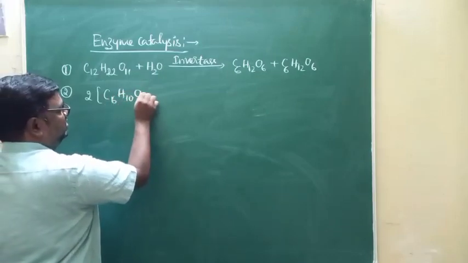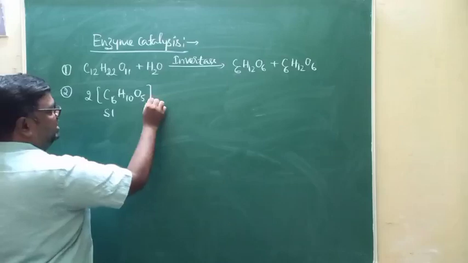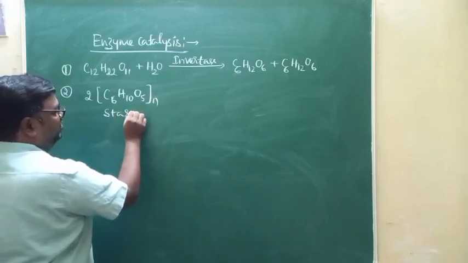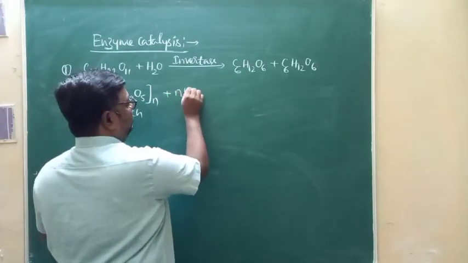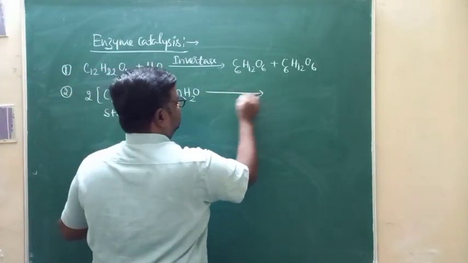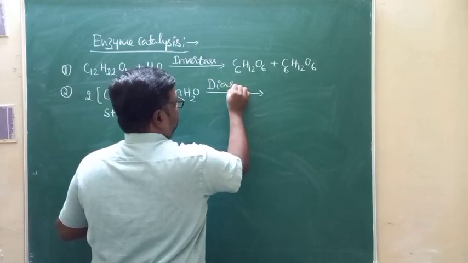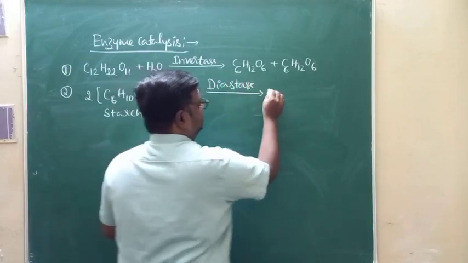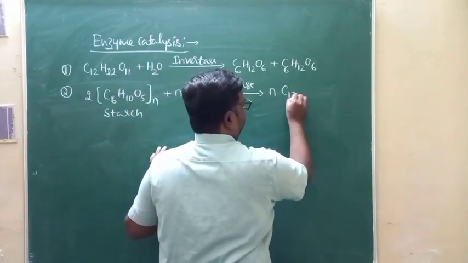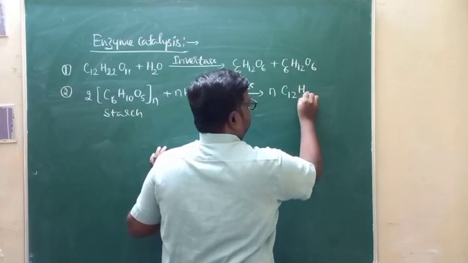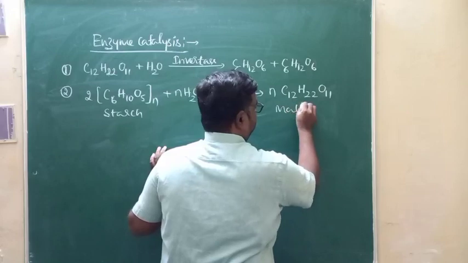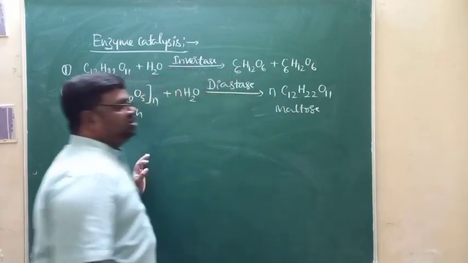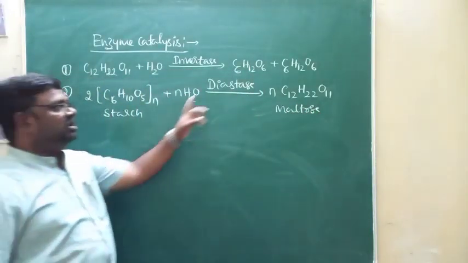Hydrolysis of starch. This is starch, a polymer of glucose molecules, is it not? Starch undergoes hydrolysis with n number of water molecules in the presence of an enzyme called diastase to form n number of maltose molecules. This is what we call maltose. The conversion of starch into maltose is brought about by the enzyme called diastase.